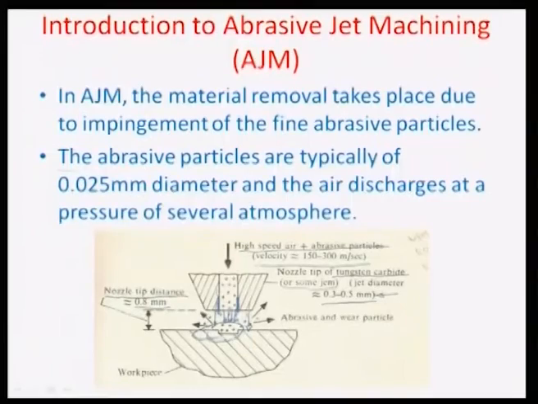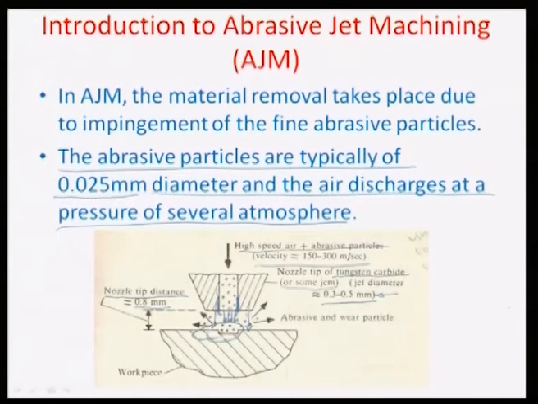As we will show later on, there are some illustrations where you can actually see an impinging jet of abrasives passed through a mask, of course, to impinge the features which are there on the mask onto the surface of the material. The typical diameter of the grains which are used as particles here are about 0.025 millimeters or so, about 25 microns, and the air discharges at a pressure of several atmospheres, thus creating a suitable high velocity to emanate out of the nozzle in such machining processes.